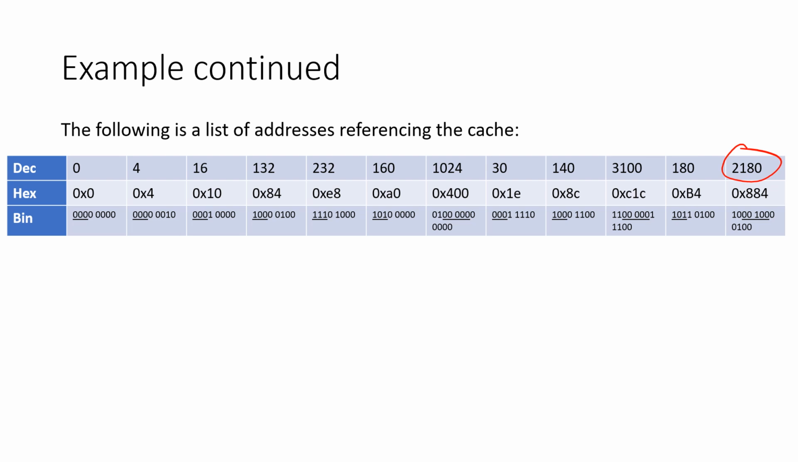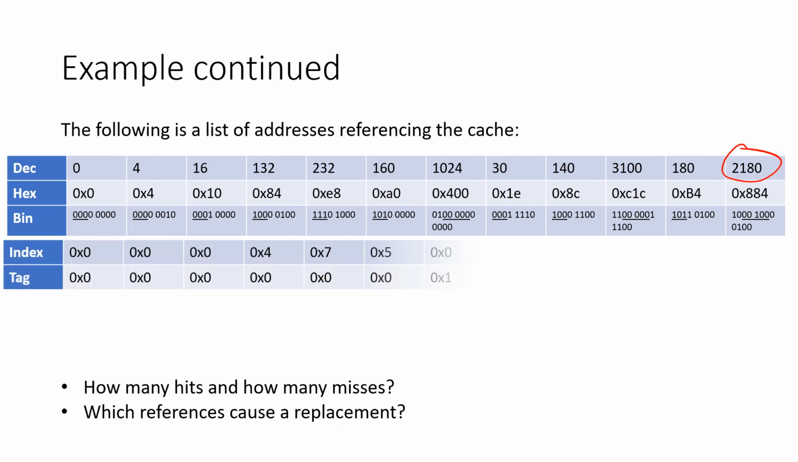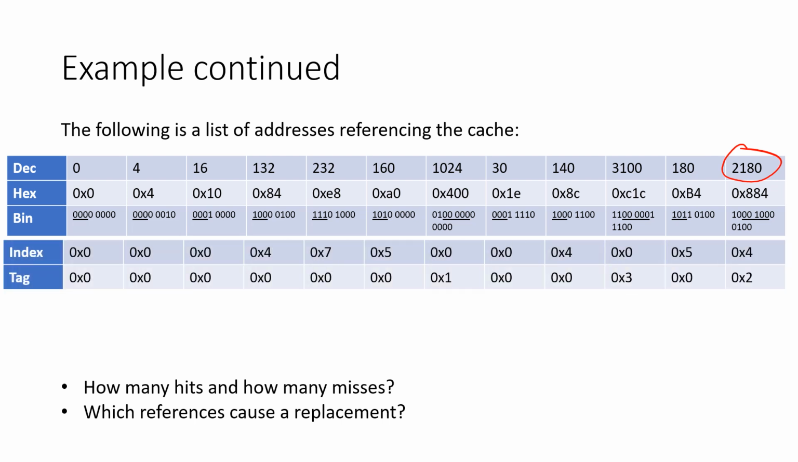Furthermore, we need to know the tag, which is taken from bits 31 to 10 in the address. In the table, these are the bits that are more significant than the underlined index bits. The resulting index and tag for each reference is shown here. Now it's just a matter of going through each reference in turn and having a mental model of the cache lines.